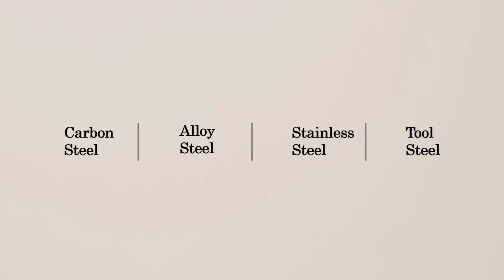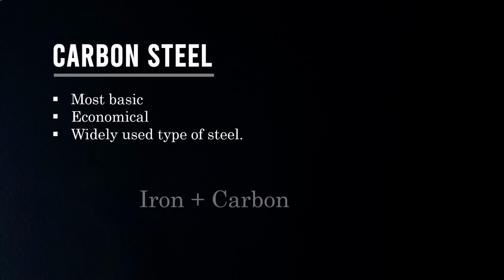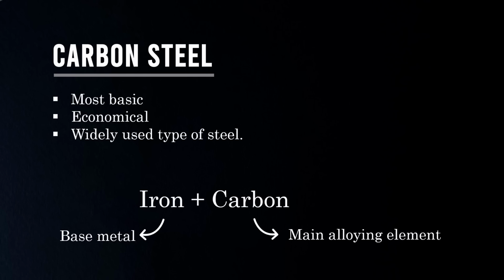And now let's explore the types of steels and their popular grades. So if possible, please take some notes. So let's start with carbon steel. Carbon steel is the most basic, economical, and widely used type of steel. In its very simplest form, it contains two main elements: iron, the base metal, and carbon, the main alloying element. Sometimes there might be a small amount of manganese or silicon, but not significant alloying elements.